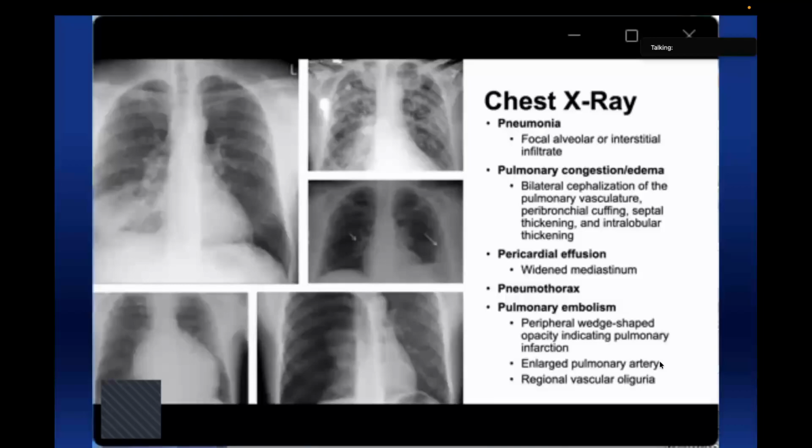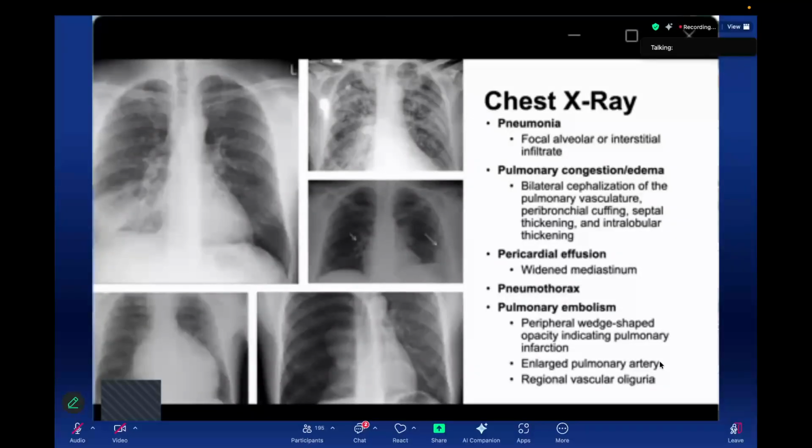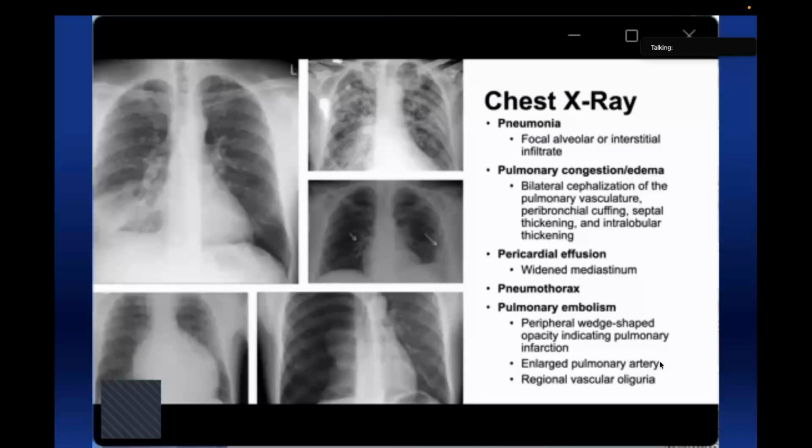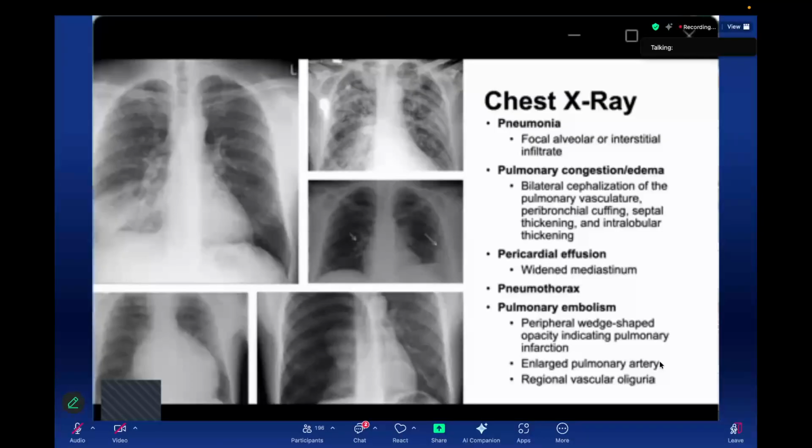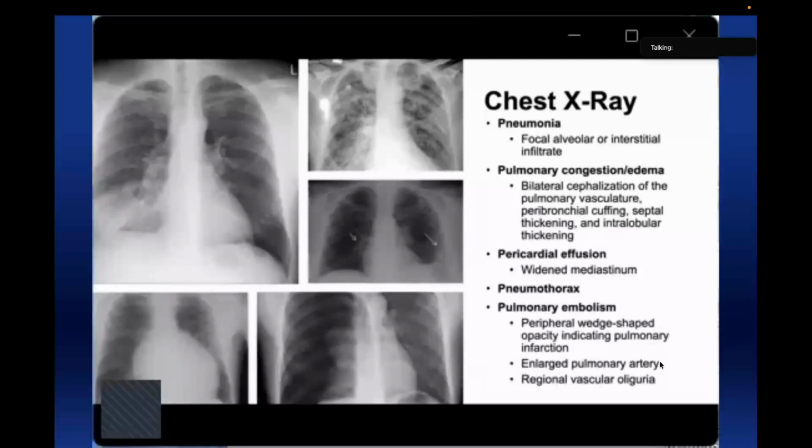X-ray is a very simple tool, yet it can give you enough information and can help you differentiate the types of shock. Because, for example, if your patient has pneumonia, or has pulmonary congestion or edema, has pericardial effusion, as you can see in your X-ray, or presence of pneumothorax, peripheral wedge-shaped opacity indicating pulmonary infarction, large pulmonary artery, and there will be some regional vascular oligemia. This can be seen in X-ray.